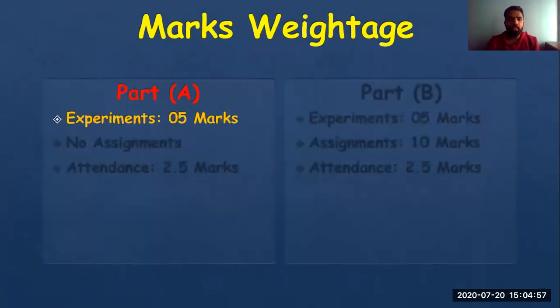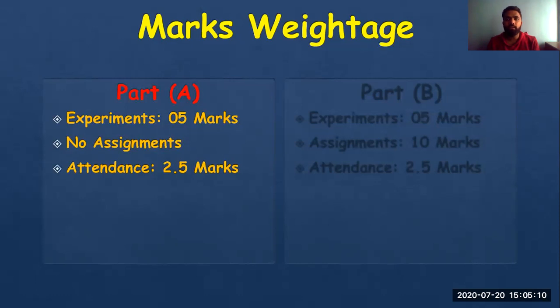Part A has experiments. There are a total of 5 experiments and the 5 experiments are of 5 marks. There are no assignments as per the syllabus. There is no assignment weightage given to part A. Secondly, attendance will be divided in half, so attendance marks will be 2.5 marks. So overall part A weightage is 7.5 marks as per the term work.